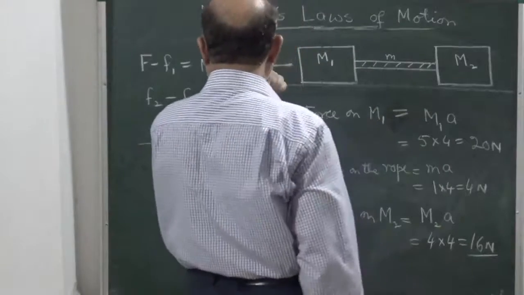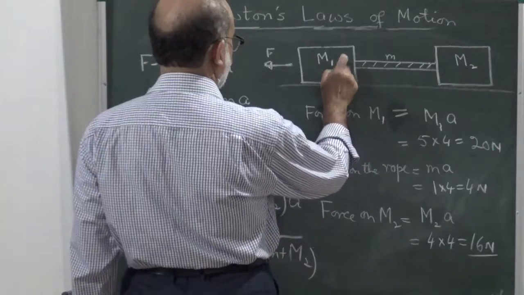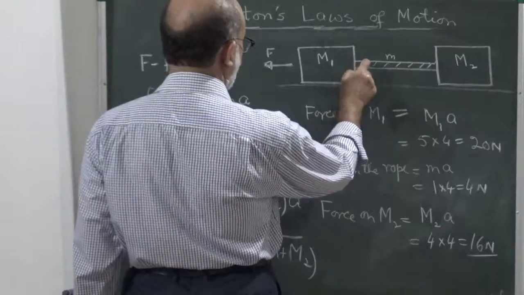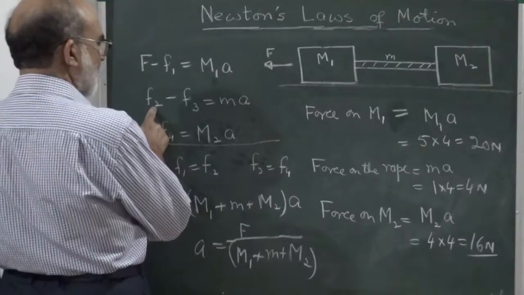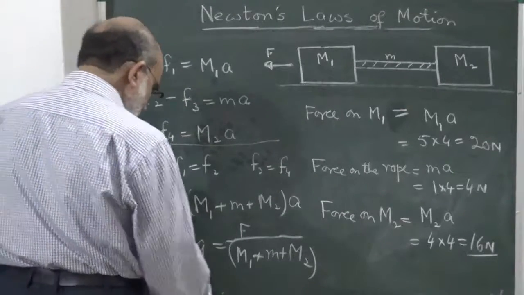So if you want to find the action and reaction between M1 and the rope, which are F2 and F1, you can calculate F1 or F2 also.